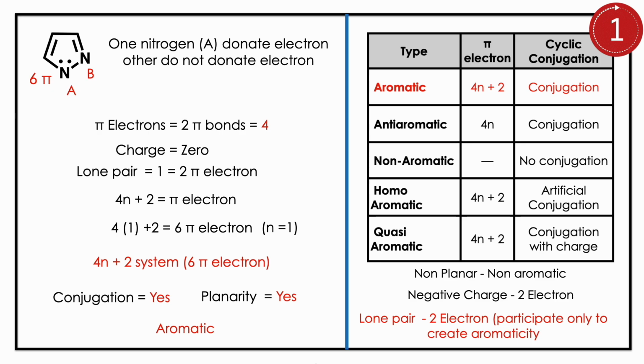So pi electrons are 4. The lone pair gives 2 pi electrons. So totally 6 pi electrons. It's a 4n plus 2 system with 6 pi electrons. So conjugation definitely yes, planarity yes. So the given compound is aromatic.